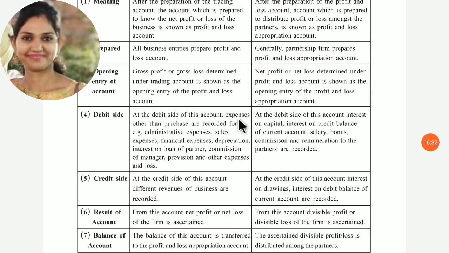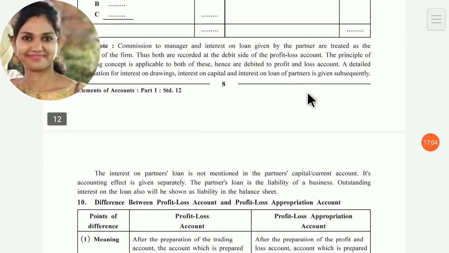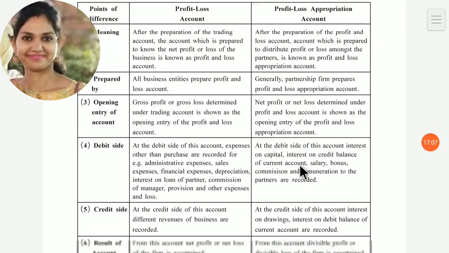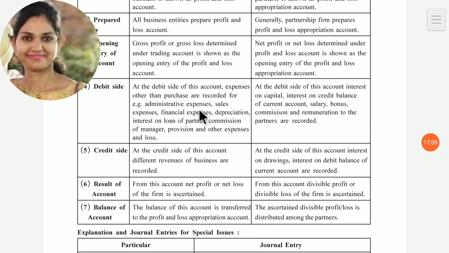See, on the debit side of the P&L account, expenses other than purchases are recorded. Example: administrative expenses, sales expenses, financial expenses, depreciation, interest on loan, commission of manager, provision, other expenses and losses. On the debit side of the appropriation account, interest on capital, interest on credit balance of current account, salary, bonus, commission, and remuneration to the partners are recorded. It means a salary to the partners is recorded in the P&L appropriation account, and salary of a worker is recorded in the P&L account.